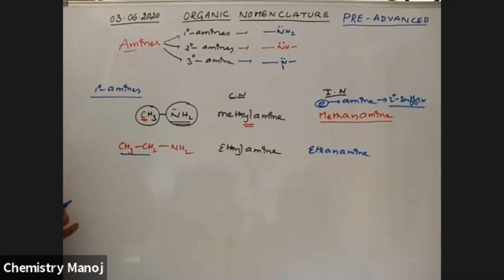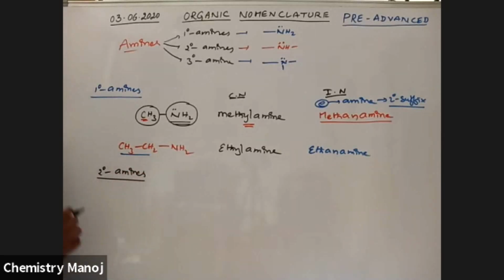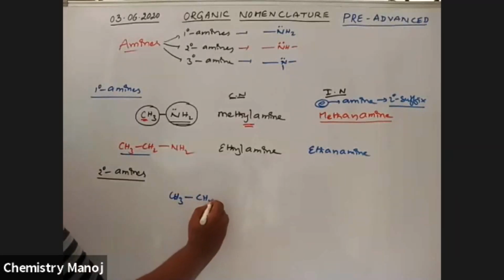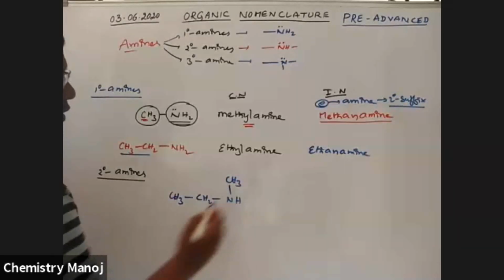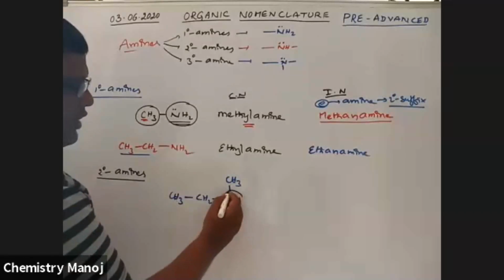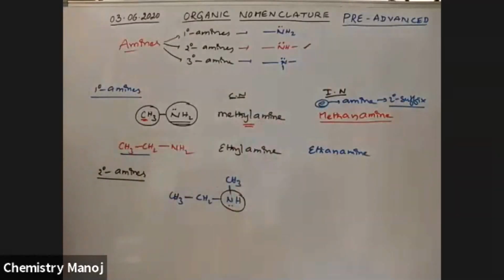Next, I'm going to take secondary amines. Let us take an example: CH3CH2NHCH3. It is a secondary amine. Wherever the functional group NH exists, that is a secondary amine.